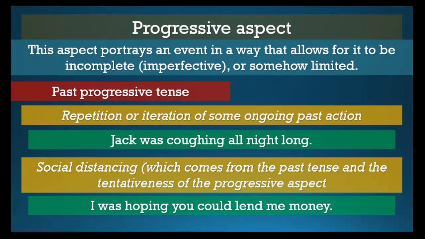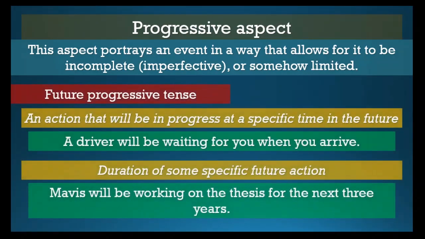Okay, now in terms of the future progressive, there are two meanings or uses. The first is that this tense pertains to an action that will be in progress at a specific time in the future. There are two future events here. Before one future event occurs, another future event should occur. An example would be this: A driver will be waiting for you when you arrive. Now, in here, the future event is the waiting done by the driver, right? But before that happens, the subject needs to arrive first.